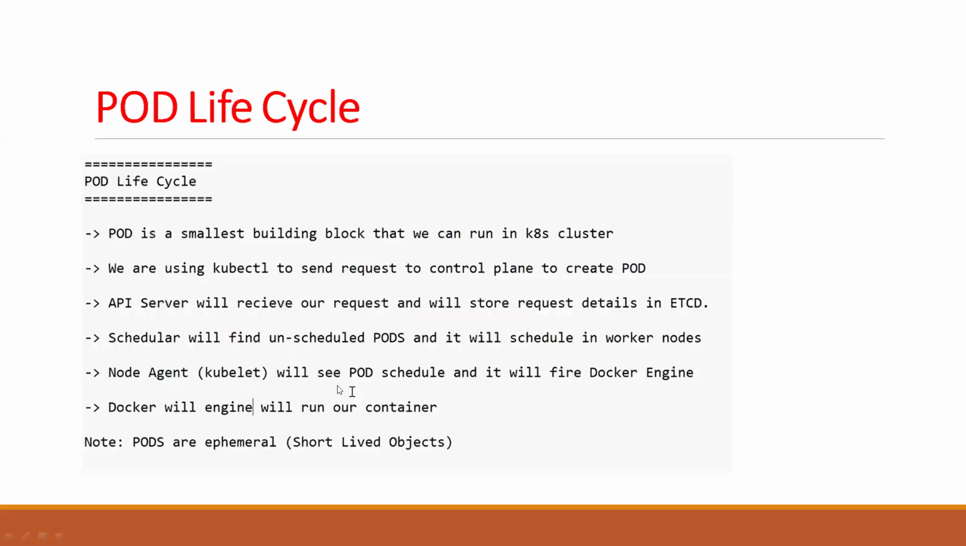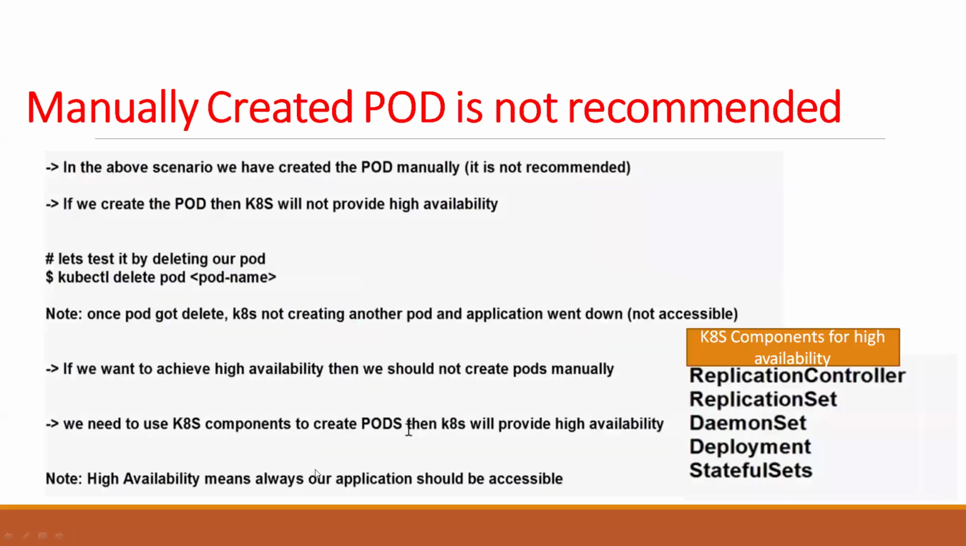So pod life cycle, you already know the pod life cycle, guys. A pod is the smallest building block that we can run in the Kubernetes cluster. We use kubectl to send a request to the control plane to create a pod. The API server will receive our request and store the request details in etcd. The scheduler will find the unscheduled pods and schedule them on the worker nodes. The node agent kubelet will see the pod scheduled and it will fire the Docker engine. The Docker engine will run our containers. Pods are ephemeral, short-lived objects. So manually created pods are not recommended, guys.